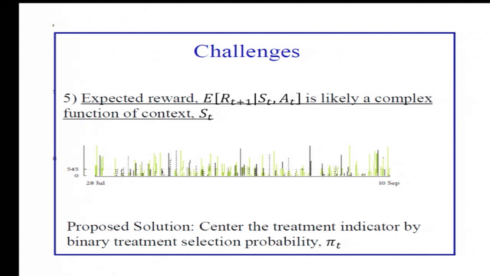So what we're going to do is we're centering the treatment. In this simple bandit problem, the action set is 0 and 1: 0 if we don't push, 1 if we push this tailored activity message. What we're going to do is subtract from A, which is 1 if you push, 0 if not, the probability of treating.